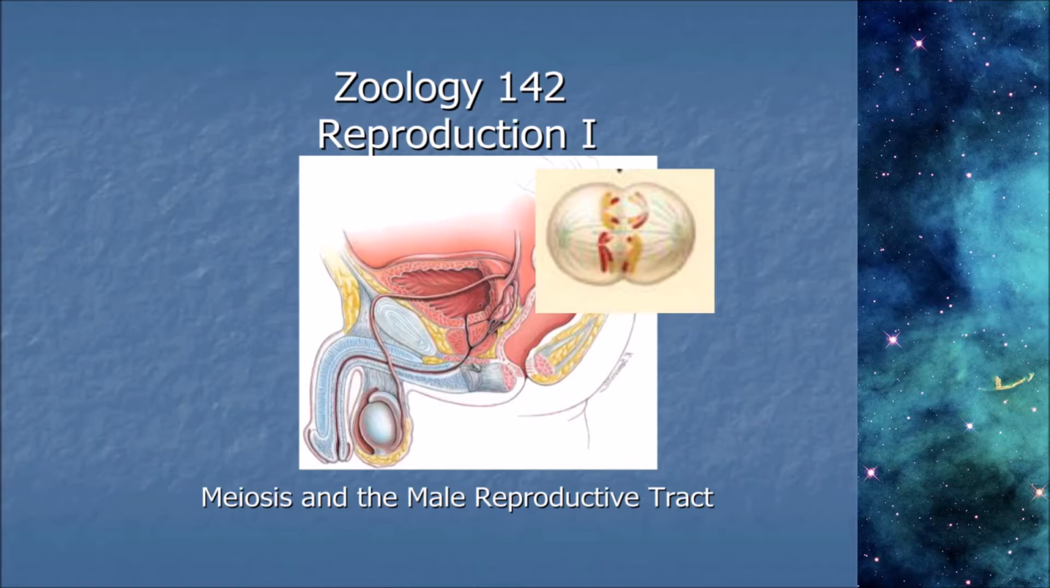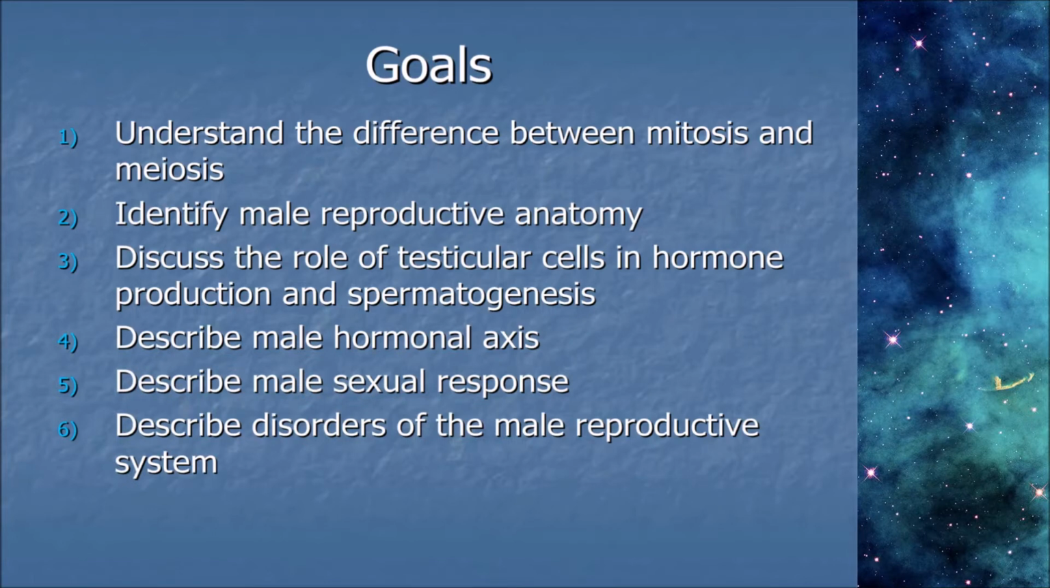You should be able to identify key parts of the male reproductive anatomy and also to discuss the role of testicular cells in hormone production and also spermatogenesis. You should be able to describe the hormonal axis necessary for production of testosterone and also describe stages of the male sexual response. And finally, you should be able to recognize and describe key disorders of the male reproductive system.